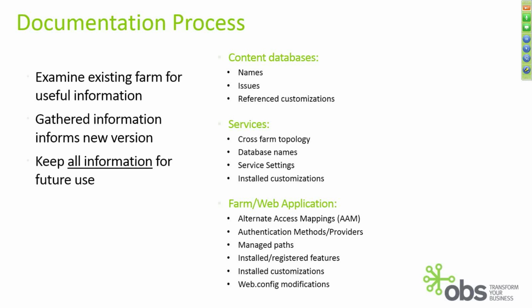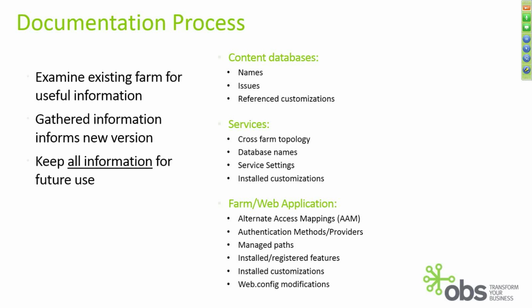The sort of things you're looking for are content databases, how big are they, how many have you got, do they have any issues in them, what customizations are being used, are you using any cross-farm topologies, which services are being used or not being used, and also things like your farm and web application configuration. Anything at that farm configuration level that's not in one of those service databases we can attach, these are the things that you're going to have to make sure you pick up and manually bring across to your SharePoint environment. Things like alternate access mappings, managed paths, farm level customizations.